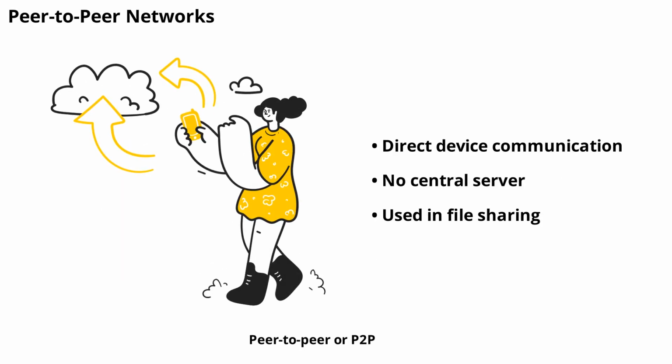Peer-to-peer, or P2P, networks let devices communicate directly without a central server. This technology powers file sharing, decentralized apps, and even some cryptocurrencies. P2P networks are efficient and resilient, but they also raise unique security and privacy challenges.